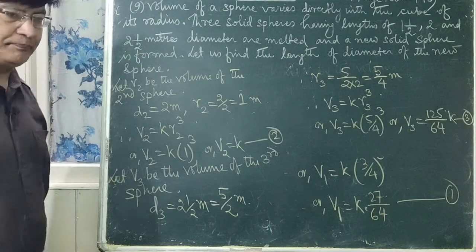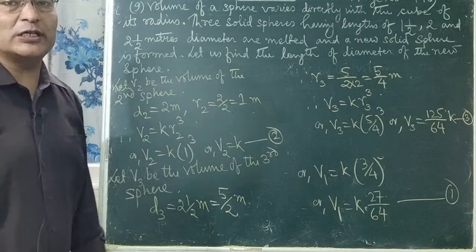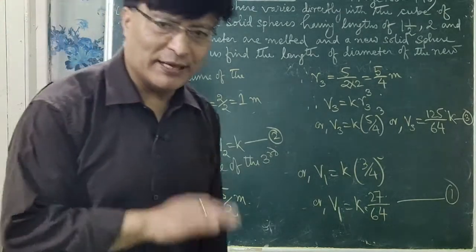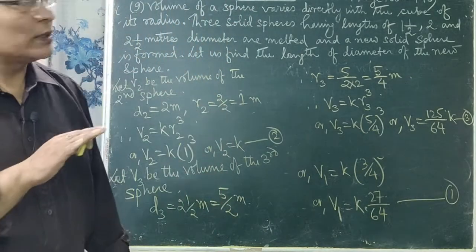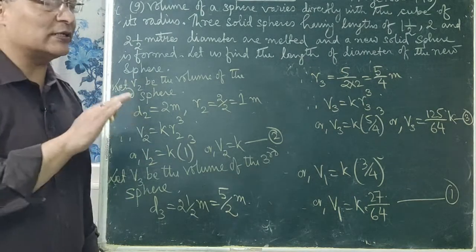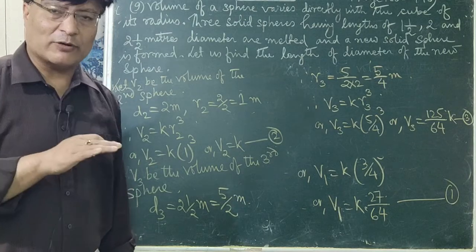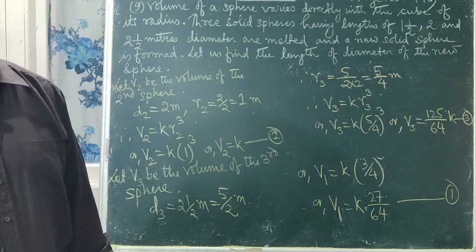That's number 3. Okay, so these are the 3 solid spheres. Now they are melted and converted into a new solid sphere. They are melted and are converted into a new solid sphere.